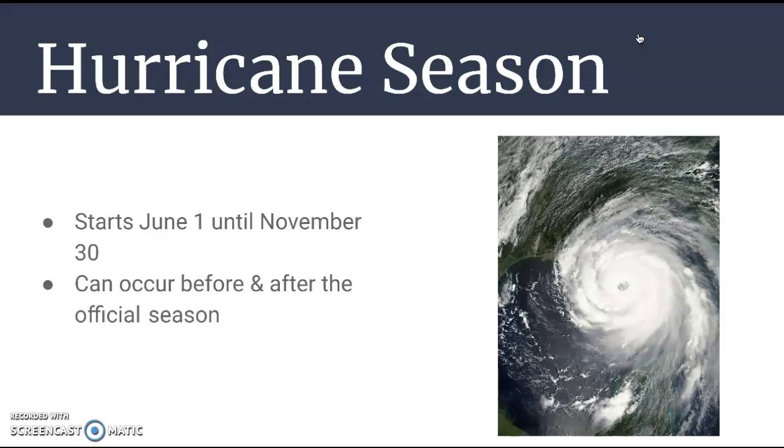So when do they happen? They happen during hurricane season. It starts June 1st and lasts until November 30th, but hurricanes can occur before or after the official season, before June and then after November.